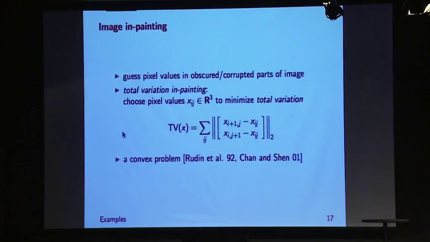Okay, so here it is. You're given an image, and you want to fill in the pixel values in the obscured or corrupted parts of the image, which you know. And then what you do is something very, very simple, and this is from 1992, so I guess I can say most of you were born by then.